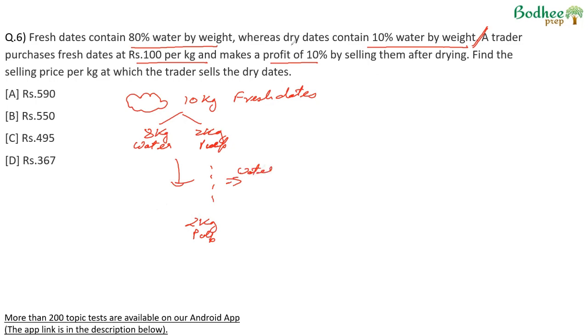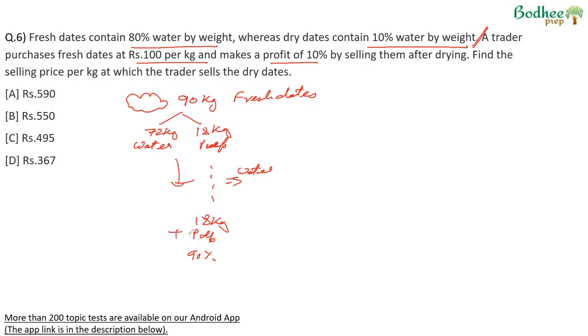Which means when we say dry dates contain 10% water by weight, that means 90% is pulp. Now this is a number which is not very comfortable calculating. So what I do is I take 90 kg of fresh dates, which would mean 80% of 90, that is 72 kg, is water, and 9 twos are 18, so 18 kg is pulp. The amount of pulp will remain the same, 18 kg. I'm taking 18 because it is easier to calculate 90% then.